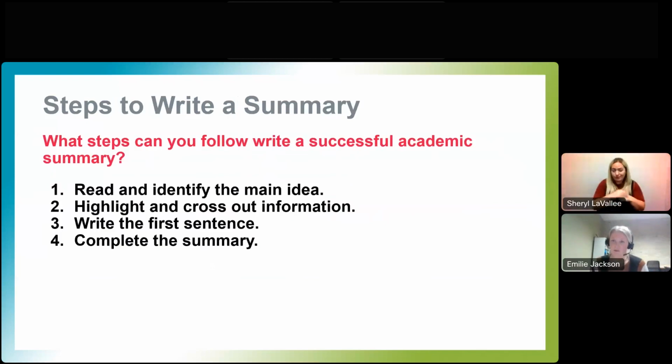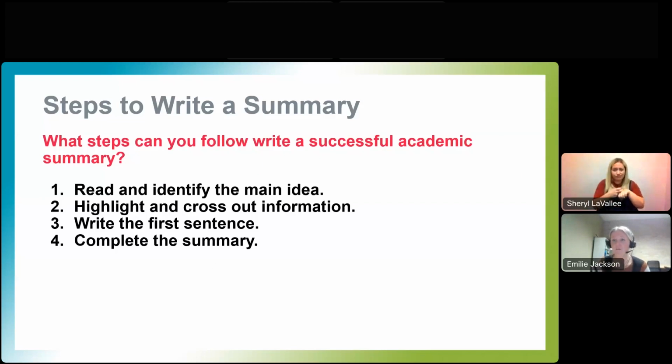If we don't read and take the time to understand what we are reading, we will not be able to provide an accurate summary. Next is a more tangible step. I always recommend using some sort of method of highlighting and crossing out information. If we are looking at a more complex or long work that we're supposed to be summarizing, it can be very challenging to stay focused on that main idea.